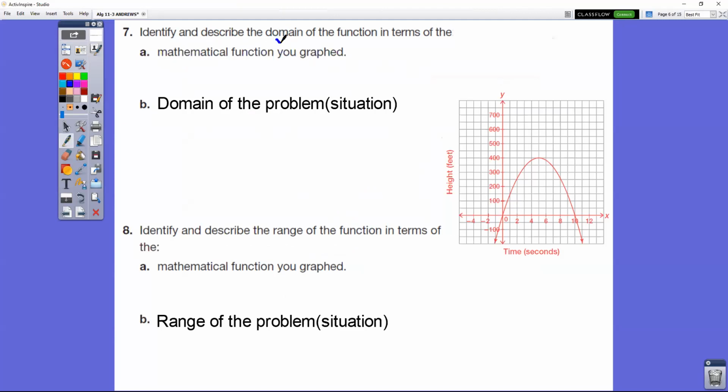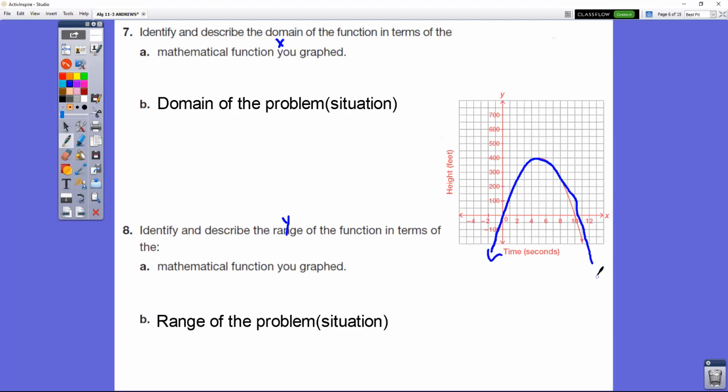Remember, way back from chapter 1, domain means X, range means Y. They go in alphabetical order. Domain means X, range means Y. What is the domain of the function that we graphed? Now, the domain is your X of the function that we graphed. That's just the whole entire graph, pretending that there's no rocket word problem. It's just the thing that we graphed. So it's looking at this whole entire graph.